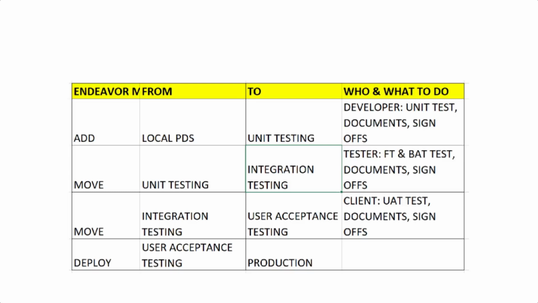The move method moves from unit testing to the integration testing environment. The tester performs FTBR testings and prepares proof documents and sign offs. Next, another move method goes from integration testing to user acceptance. The client performs UAT testing, with documents and sign offs. Then we deploy from user acceptance to production.